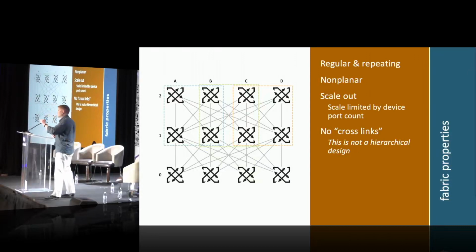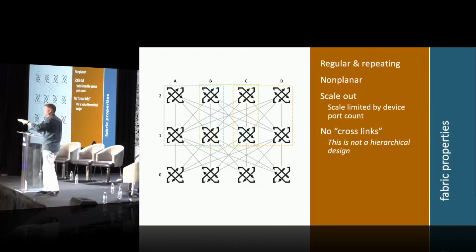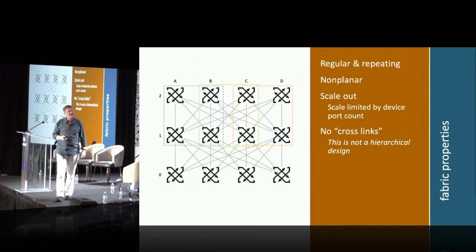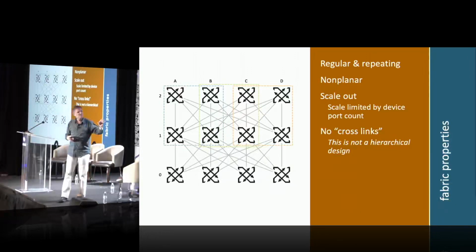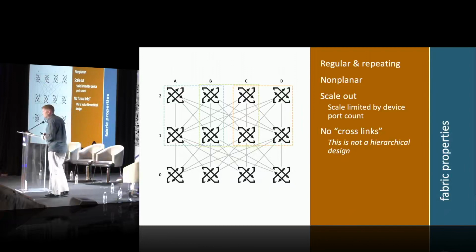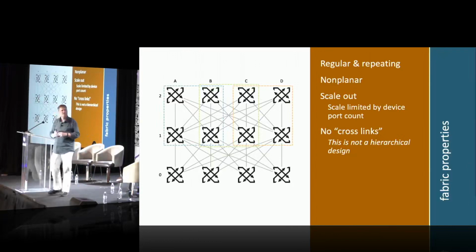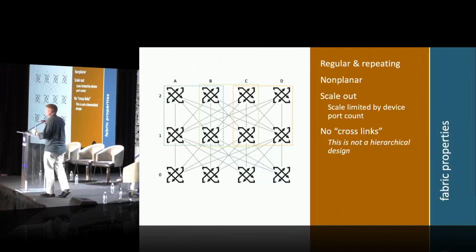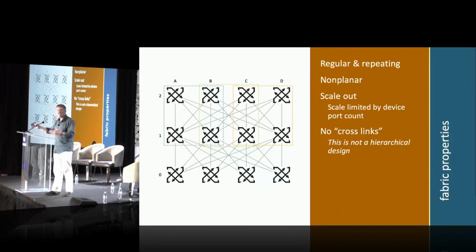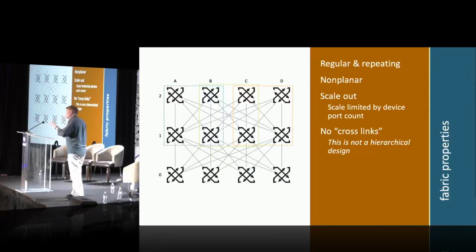I cannot draw a fabric, a Clos fabric, or a spine and leaf of any kind, and make it planar. You have to have points where the two links overlap, and they don't connect. There's no cross links, so you don't have connections between A2 and B2, because all of your traffic in this type of network is driven what's called east to west. I don't have any north to south traffic in a Clos fabric. It's all east to west. Any north to south traffic that exists in my network design, I actually drive it east and west across a Clos fabric. So I don't have cross links to facilitate north and south traffic flow. It's also scale out. The scale is only limited by the device port count.